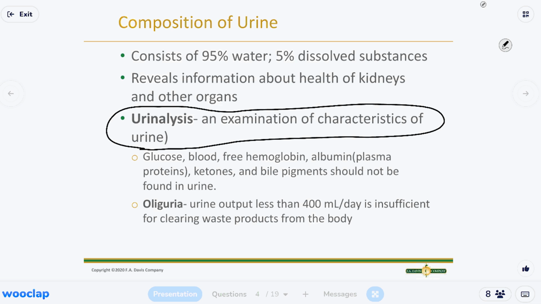So as a general information gatherer, you can learn a lot about what's going on with someone from a urinalysis. A urinalysis is just analyzing urine. It's just understanding it, okay? So an examination of the characteristics of urine. They talk about some of the characteristics in that chart on page 399.